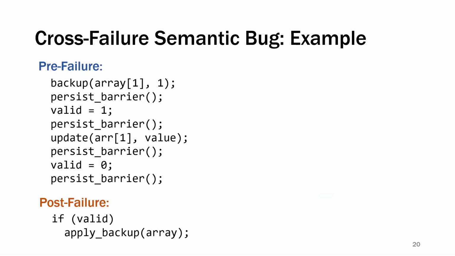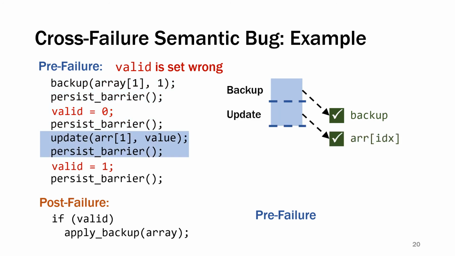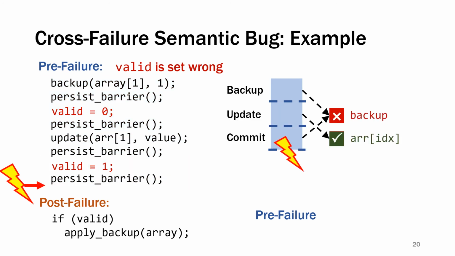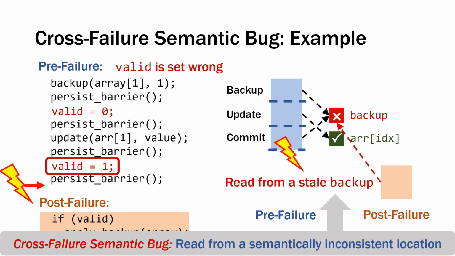Let's take a look at the previous example again. The programmer makes a mistake where the variable is set to one in both places. During the pre-failure stage, the program updates the backup, sets the variable, performs the in-place update, and finally commits the updates. After failure, as the post-failure program depends on the valid, the incorrectly set variable can lead to the post-failure program accessing an inconsistent location because the backup is stale. So this violates the semantic of the program, and therefore we call such a situation a cross-failure semantic bug, that is, reading from a semantically inconsistent location.